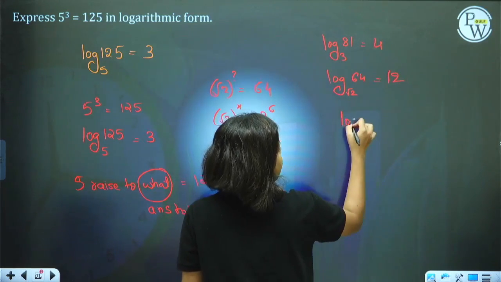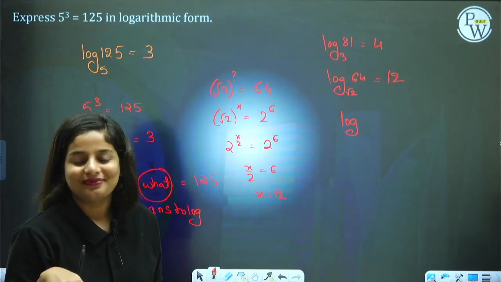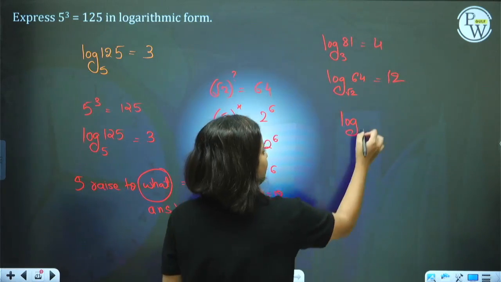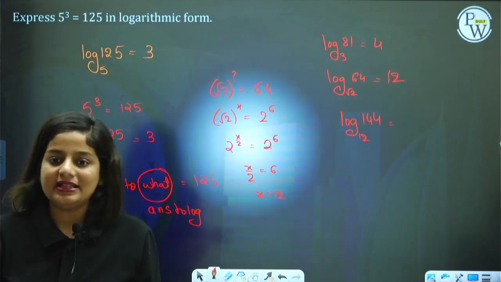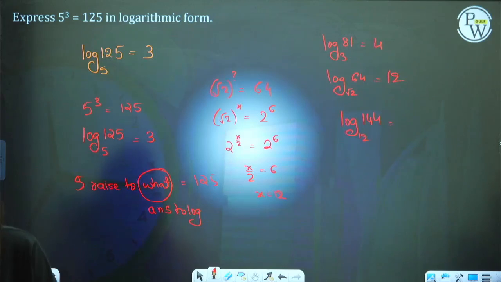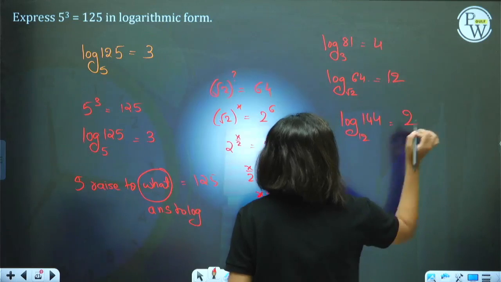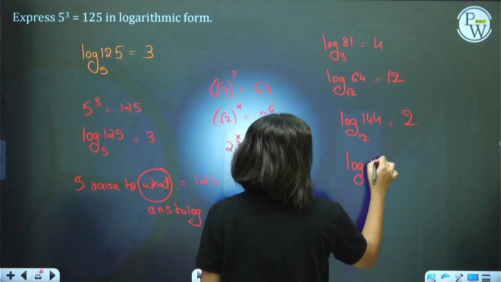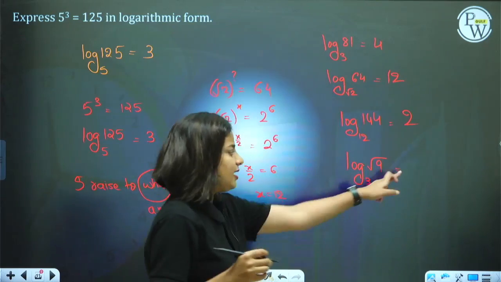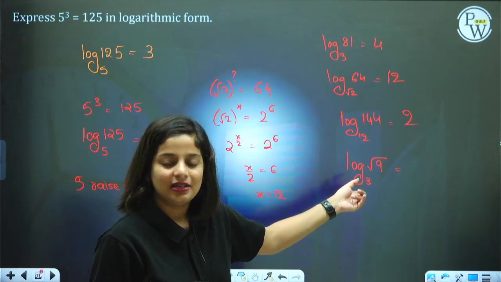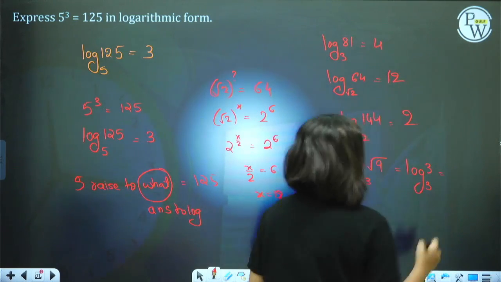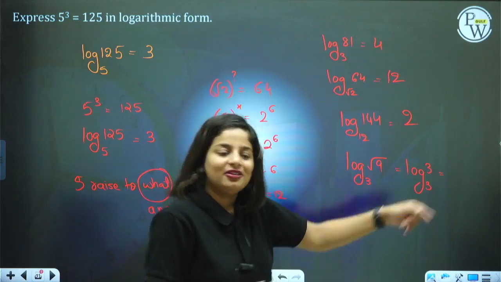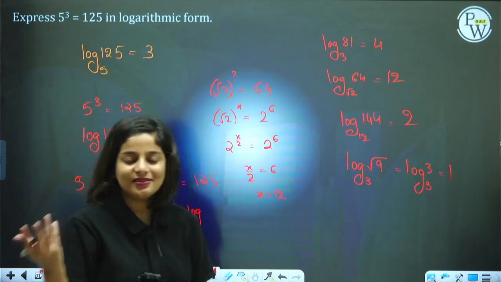Let's take more examples. I know you are getting interested now. Log of 144 to the base 12 will be how much? Very simple, ma'am. 12 square is 144. So just take the answer as 2. Log of root 9 to the base 3: 3 raised to what power will give me root 9? Now root 9 is nothing but 3. That means log 3 to the base 3. 3 raised to 1 will give me 3. So the answer is 1.